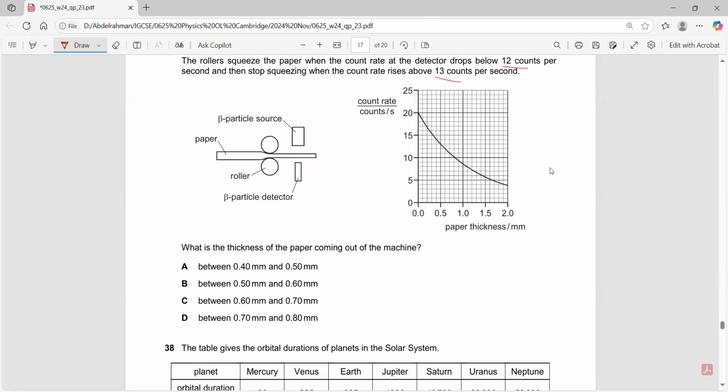Okay, where is 12 and where is 13? So when it drops below 12 at this point, this would be at a thickness of 0.6, and 13 would be at a thickness of 0.5. So between 0.5 and 0.6, right? It was as easy as that. From the graph, I drew a line from 12 and I drew another line from 13 and found the range.